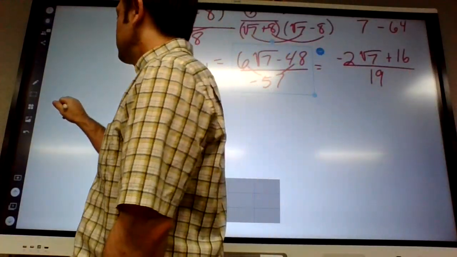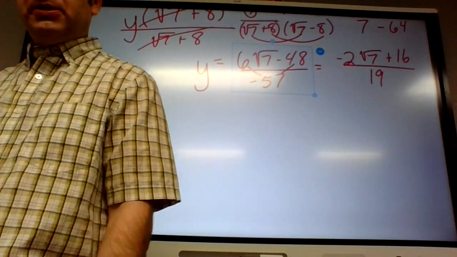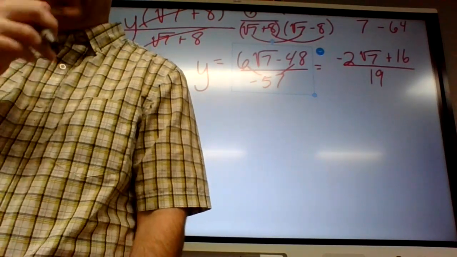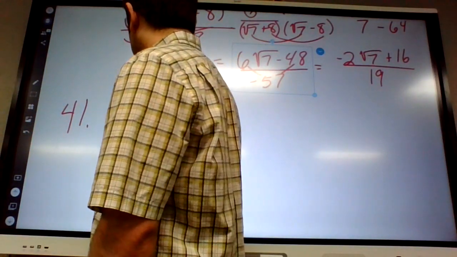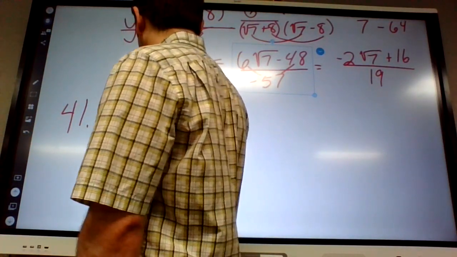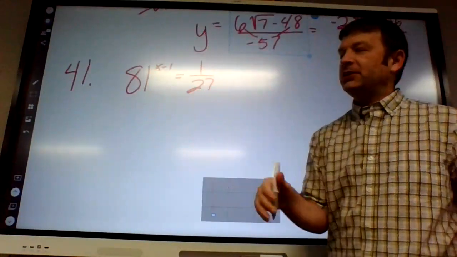How does that keep doing 40? We're about to do one like it on 41. 81 to the x minus 1. Oh gosh, this one is a particularly nasty one. 40 is the easier version of this.